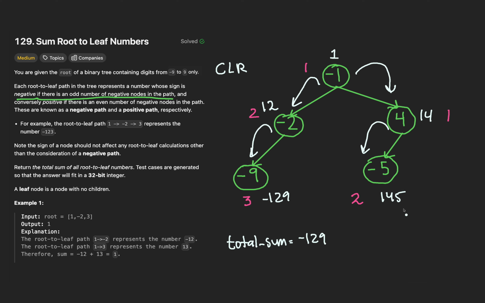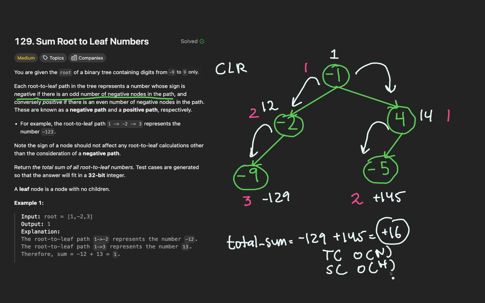Therefore, we'll ask this question. Was this root to leaf path a positive path or a negative path? Well, we have an even number of negatives this time, which means we have a positive path. The 145 that we built remains positive. Let's add that to our total sum, which gets us an answer of positive 16. That's the answer, and that's what we return. The time complexity is the same across all problems. It's big O(n), and the space complexity is big O(h).